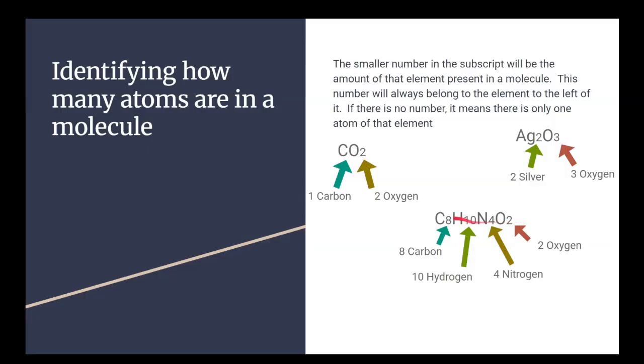When you have a big line of names like this, the number applies to the element in front, right? So this carbon, there's 8 of them. This hydrogen, there's 10 of them. This nitrogen, there's 4, and this oxygen, there's 2.